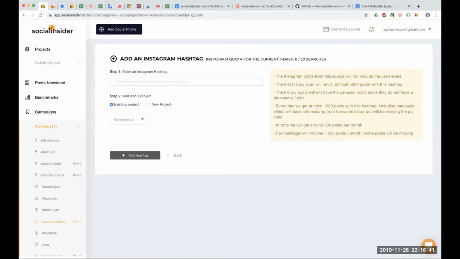Let's start with the Instagram hashtag limitations. The first one is that you have 30 searches in a 7-day sliding window. That means that if you search today for 30 hashtags, you would have to wait 7 days before you would be able to search again for the next hashtag. If you search for one hashtag per day, then on the 8th day you would be able to search again for one more hashtag.